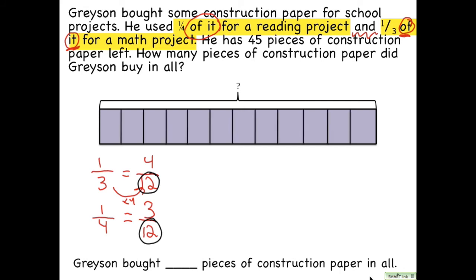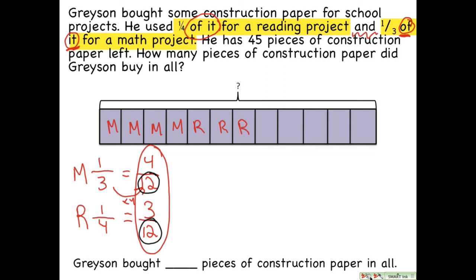Now I just have to do my labeling. This 1/3 was the math project, and the 1/4 was the reading project. Now remember, we made equivalent fractions here, so I'm going to use the numerators in those fractions to label the bar. So math is going to be 4 parts, and reading is going to be 3 parts. And I'm told he has 45 pieces of construction paper left. So now I go on to the next sentence.